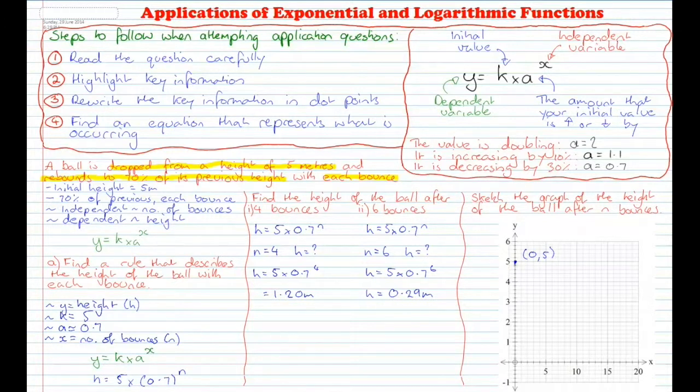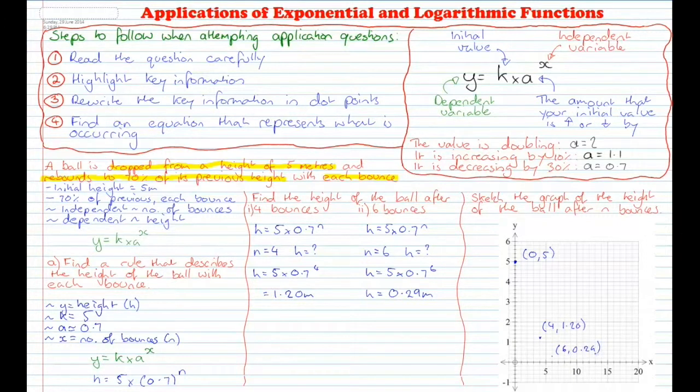Now, we know that after 4 bounces it's going to be at 1.2 meters, so let's go over to 4 bounces, which is here, and up to 1.2, and we'll plot the dot, and we'll just write this in as well as being 4, 1.20. Now we also know that after 6 bounces, well, we're going to be at 0.29 meters. So we'll go across to 6 here, up to 0.29, which is just halfway, and we'll write bracket 6, 0.29.